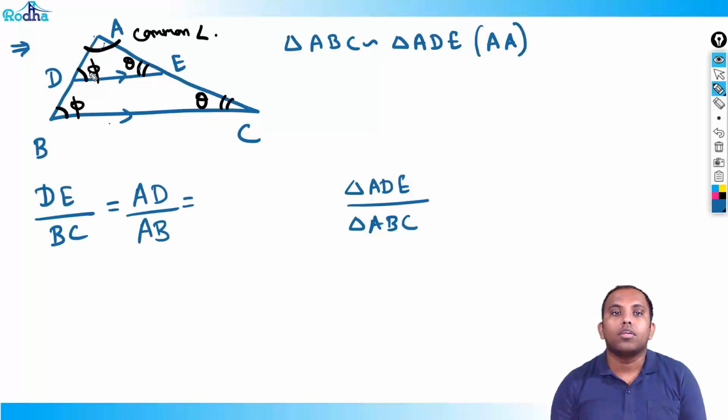Now we'll pick the angle phi. So again, in triangle ADE, since we are writing in the numerator, phi opposite is AE, and in triangle ABC, what is phi opposite? AC. So I'll write AE upon AC.